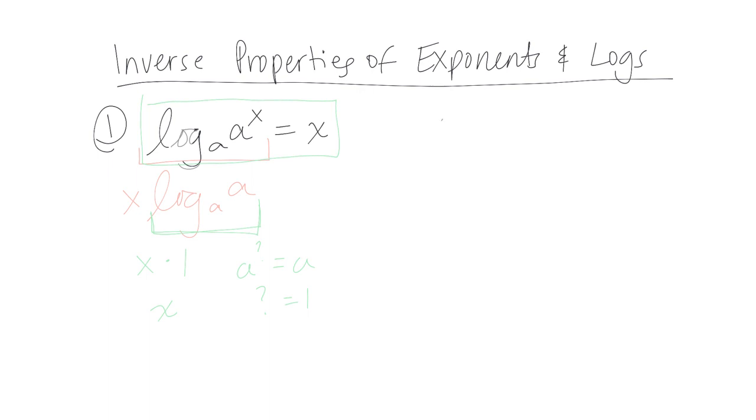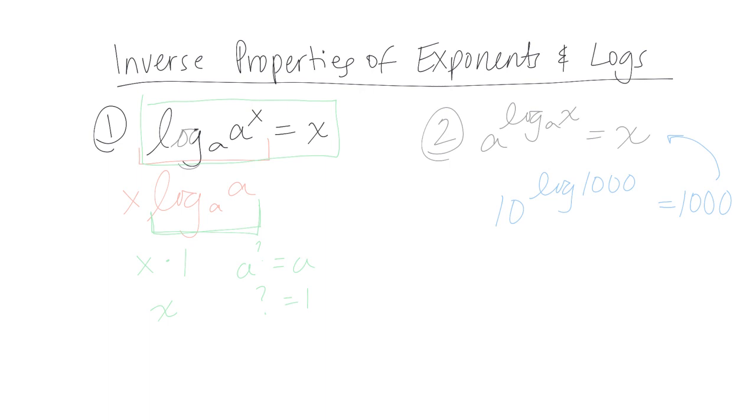Okay, the next property says if you have a to the log base a of x, that equals x. So again, this is inverting itself. The way that I'm going to show you that this one is true is using numbers, because I believe it's easier to understand. So let's say we had 10 to the log base 10 of 1,000. The claim is that this should equal 1,000, right? If we base it off of this property, the x is now 1,000 and the base is 10.